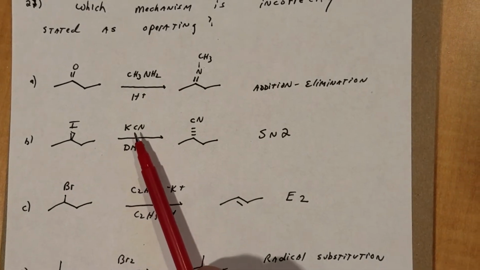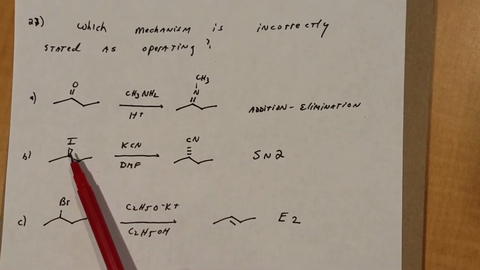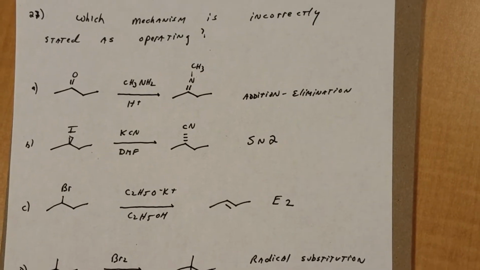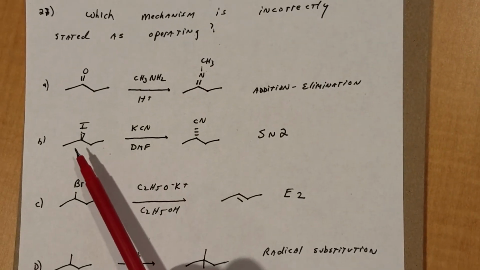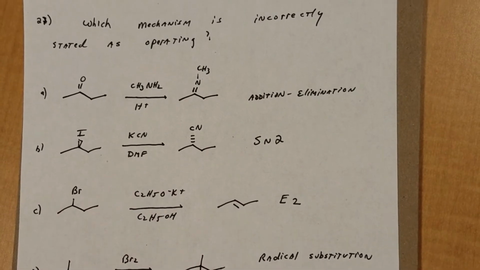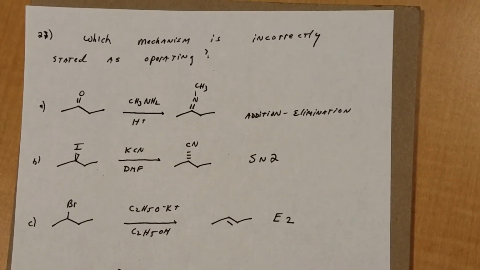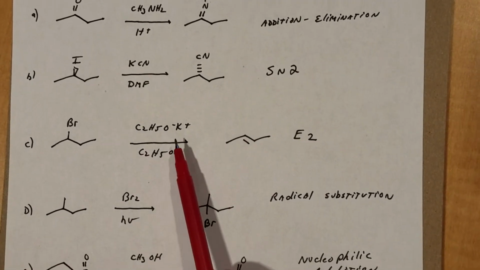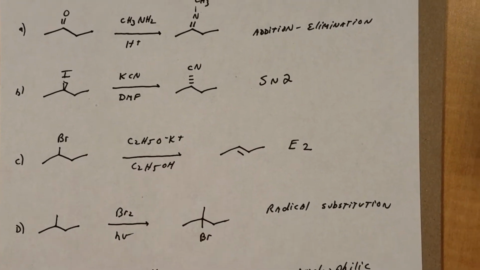We have a very strong nucleophile. We have a good leaving group, polar aprotic solvent. This is the SN2. Notice in the SN2, I did an inversion of the configuration. So that looks good. In letter C, I have a secondary halide again, but the base is strong and powerful.